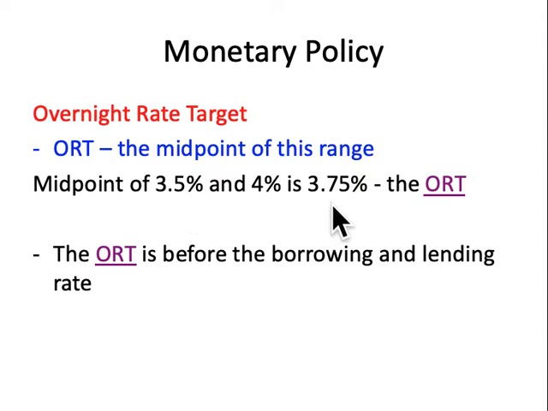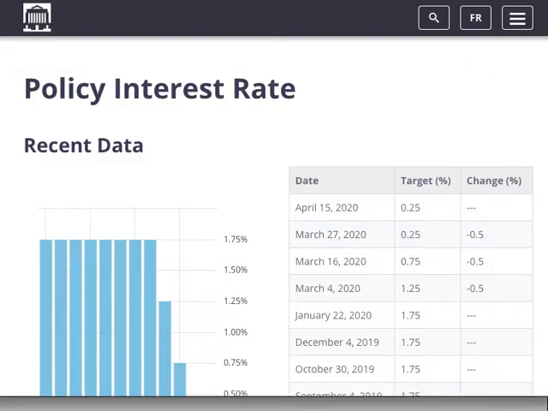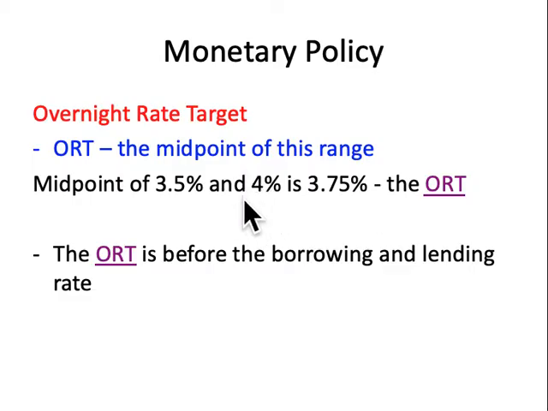And so what's the implication of a 0.25 overnight rate target, right? The overnight rate target of 0.25 means that this number is going to be 0.5, and this number is going to be 0. That means the Bank of Canada would borrow at 0 and would get paid at 0.5. And so we're going to examine that a bit more as well.